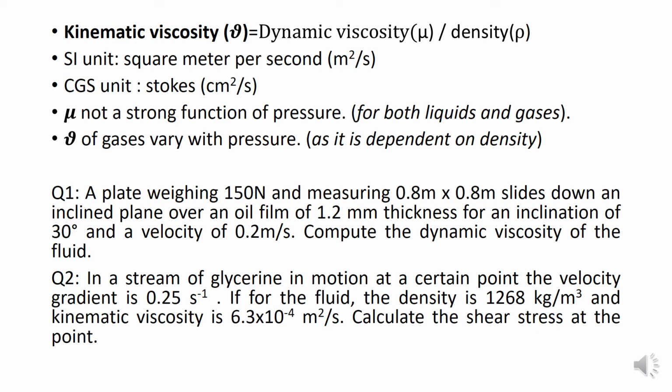Second question: in a stream of glycerin in motion, at a certain point the velocity gradient is 0.25 second raised to minus 1. If for the fluid the density is 1268 kg per meter cube and kinematic viscosity is 6.3 into 10 raised to minus 4 meter square per second, calculate the shear stress at the point.